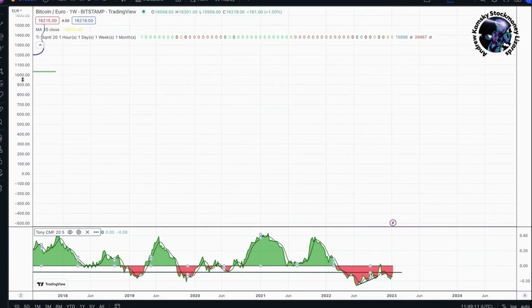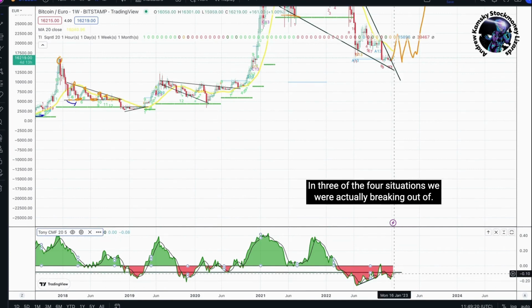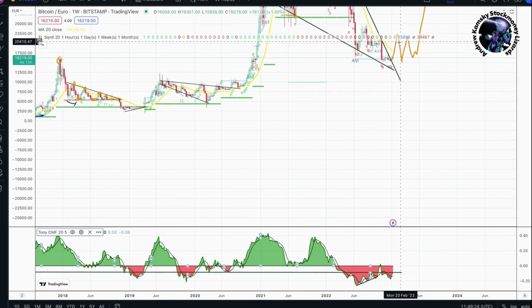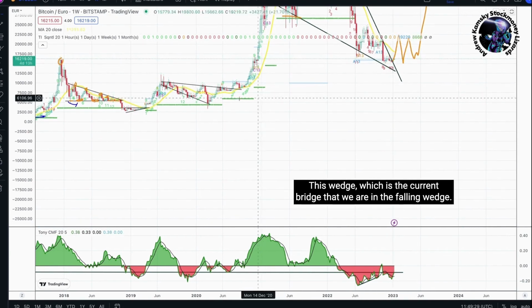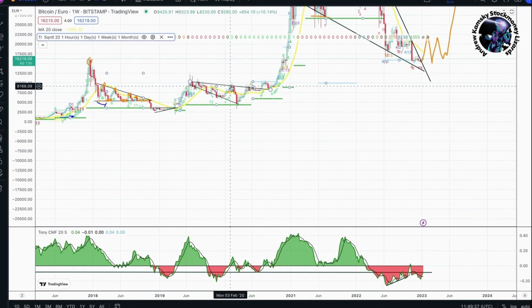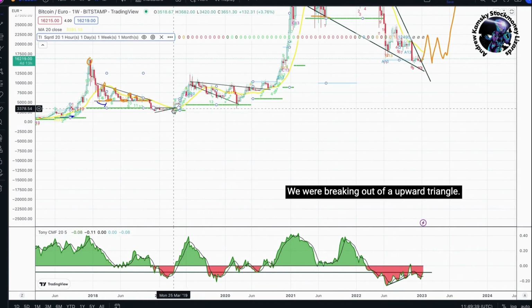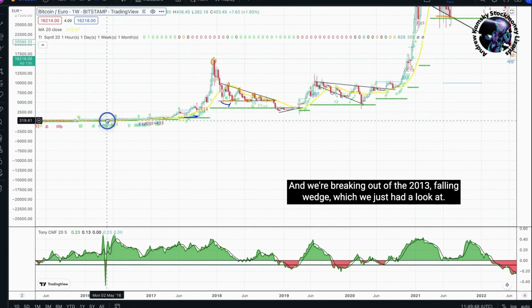Now, what we can see is that in 3 of the 4 situations, we were actually breaking out of this wedge, which is the current wedge that we are in, the falling wedge. We're breaking out of the inverse falling wedge. We were breaking out of an upward triangle. And we're breaking out of the 2013 falling wedge, which we just had a look at.